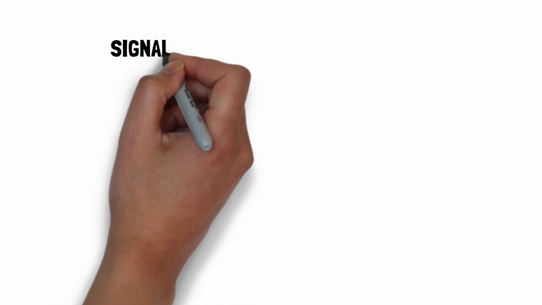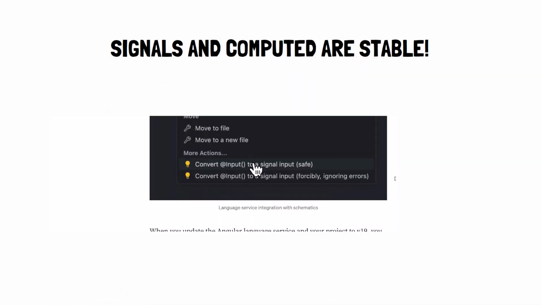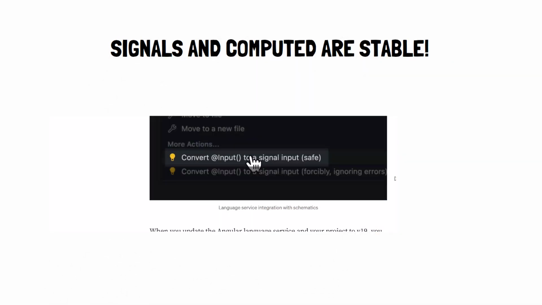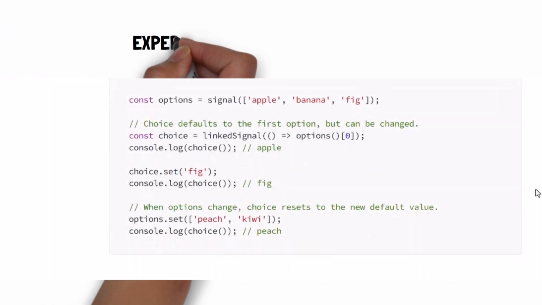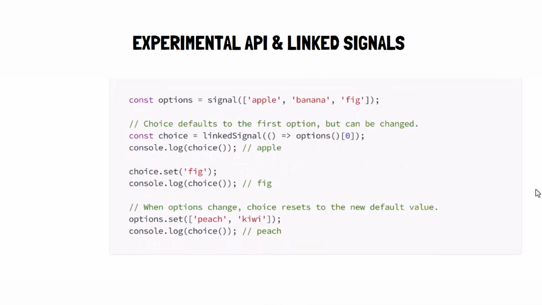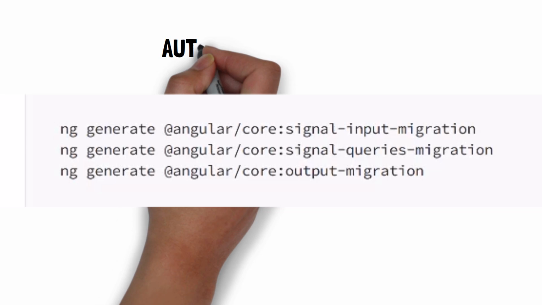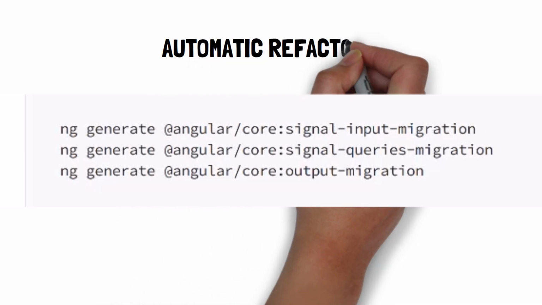Signals and computed are now stable, which means there were some bug fixes and improvements to improve the user experience while using Angular signals. New experimental API and linked signals were also introduced in Angular 19. Automatic refactoring was also introduced in Angular 19.